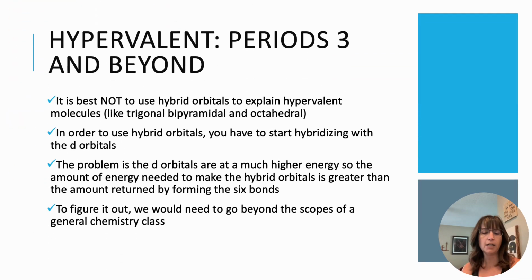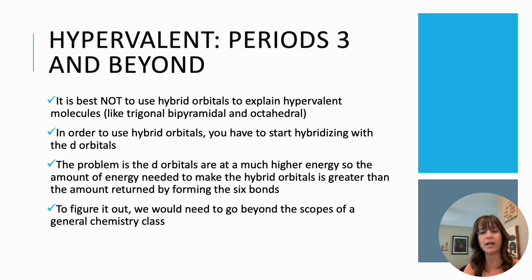Like I said, we're not going to go beyond sp3, although it's really easy, and I will actually have you do it when we do our lab. It would be sp3d, sp3d2. I mean, it's not brain surgery. But it's best not to use hybrid orbitals to explain those hypervalent molecules. What do I mean by hypervalent? Trigonal bipyramidal, the octahedral, the things that go beyond 8, the octet rule. You have to start hybridizing with the d's, and AP chemistry just doesn't make you do that.